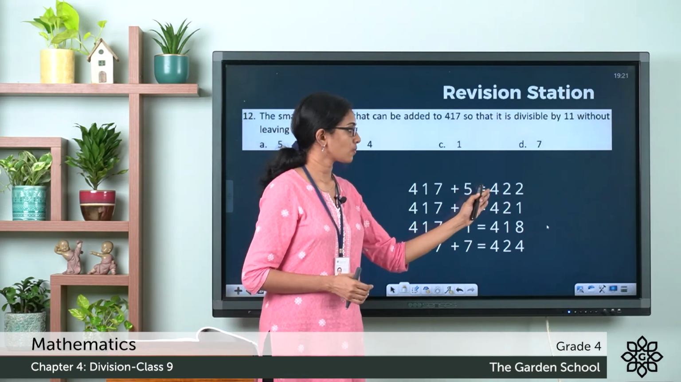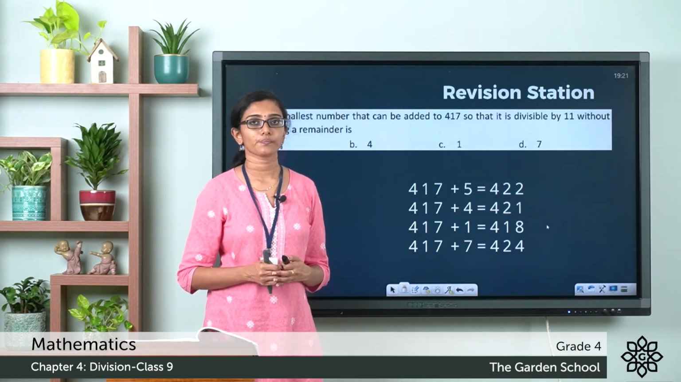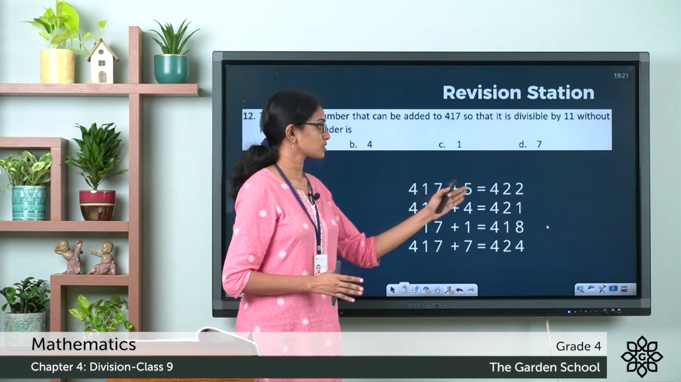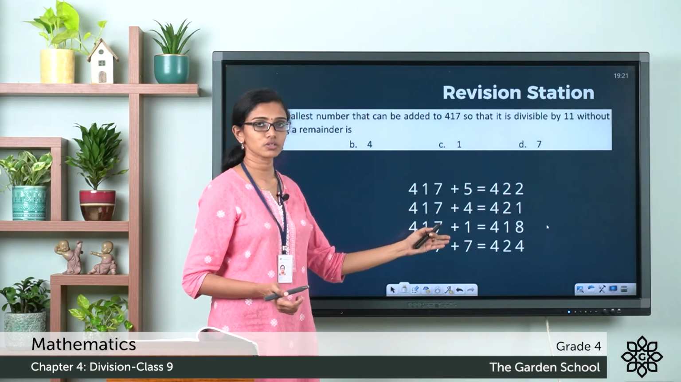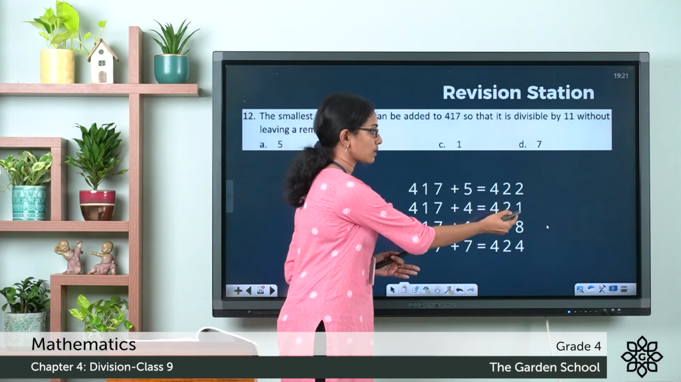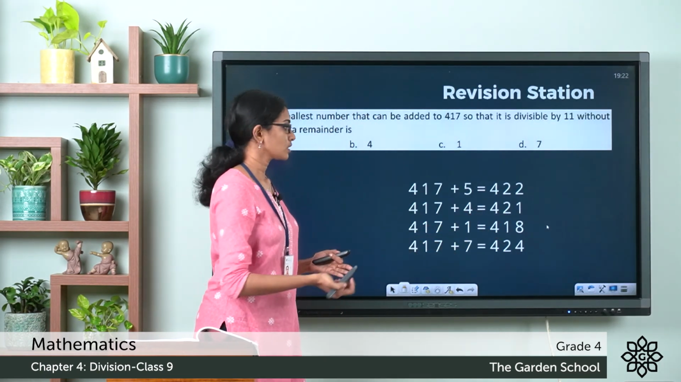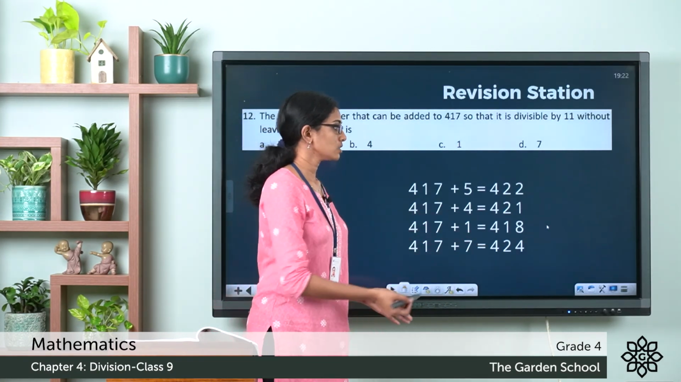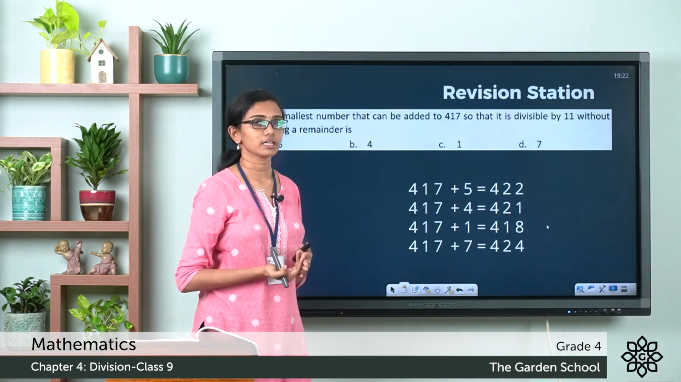Let us take the sum of alternate digits and the difference. The alternate digits are 4 and 2. 4 plus 2 is 6. 6 minus the middle digit 2 is 4. And it is not either 0 or 11. Hence, this is not applicable. Now, the next one, 417 plus 4, the second choice. That gives us 421. So, 4 plus 1 is 5, 5 minus 2 is 3. So, that is also not applicable. Now, 417 plus 1 gives us 418. So, that is 4 plus 8, 12, minus 1, 11. So, that can be considered.